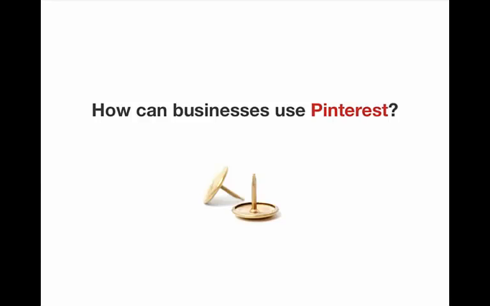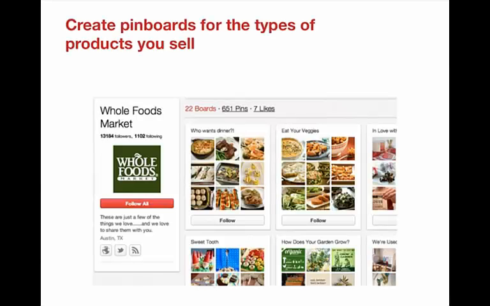All right, number one is to create pin boards for the types of products you sell and link them back to your website. So here's a great example of one from Whole Foods. As I mentioned earlier, Pinterest is great for driving traffic to other websites, right? So in this case, Whole Foods is doing a great job of creating some categories that they know their audience is going to be interested in.